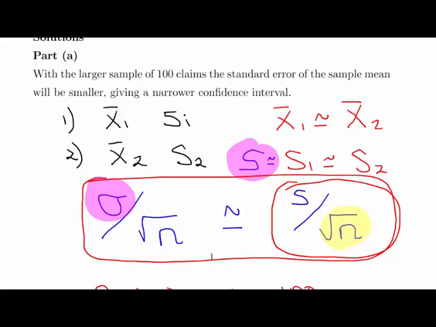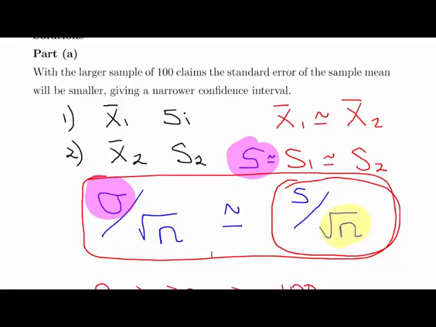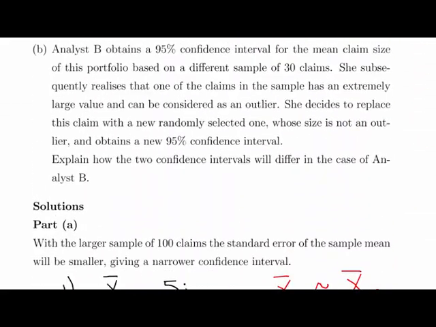Okay, which is essentially what I was getting at there. With a larger sample of 100 claims, the standard error of the sample mean will be smaller. And the reason is that the sample size is part of the denominator of the standard error. And that's the key thing driving that down. Okay? So the second part. What was the second part?